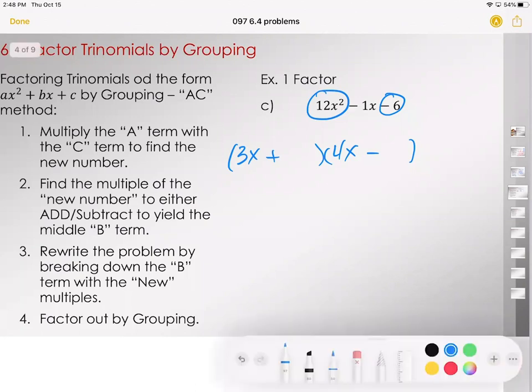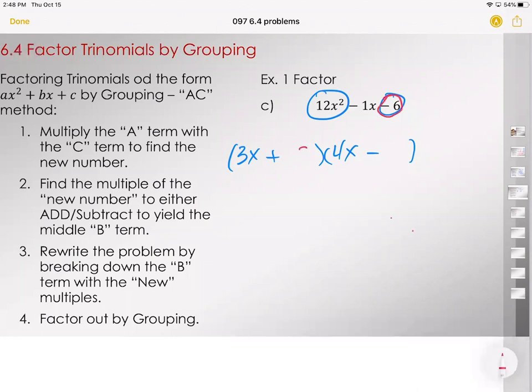And then how do I get this 6? Well, I can do 2 and 3. For me, this is what I do. I just test them out, and this is your trial and error method. 2 times this will give me 8 and 3 times this will give me 9. And when I subtract, I get a negative 1x. And again, I'm done. If you do the trial and error method, that's all you do.